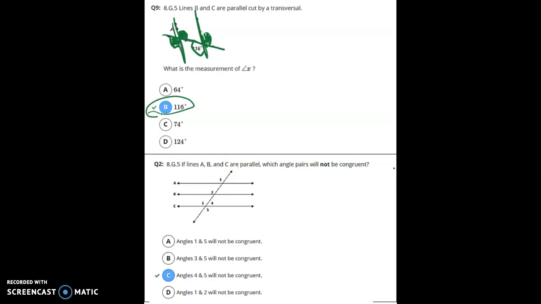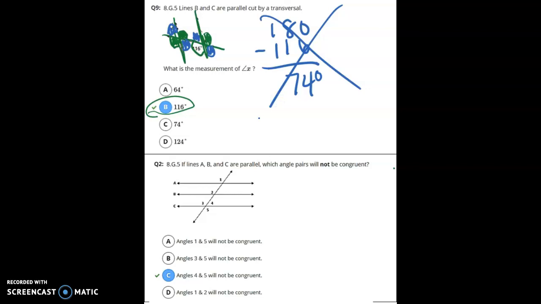Had I asked for one of the other angles, that angle would be supplementary. So in that case, I would do 180 minus 116 to be able to solve for my missing angle. And that's how some students got 74 degrees for this answer.